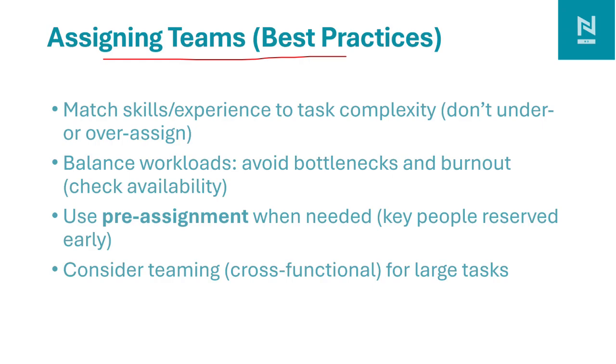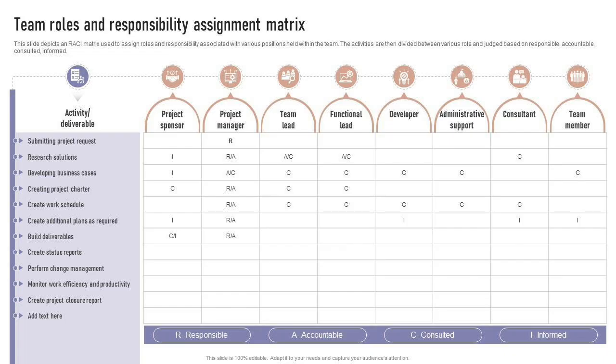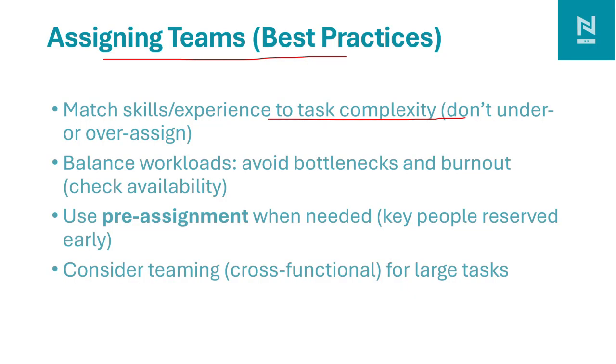Assigning team. We need to assign the team for a project, so we need to have an experienced team to complete the tasks. Otherwise, if the resources do not have the required experience, they cannot complete the tasks. We need to balance the workload and avoid bottleneck problems. Check the availability of resources, whether they are available or not, and whether they are over-allocated in the project or not. We need to check those things in the project.